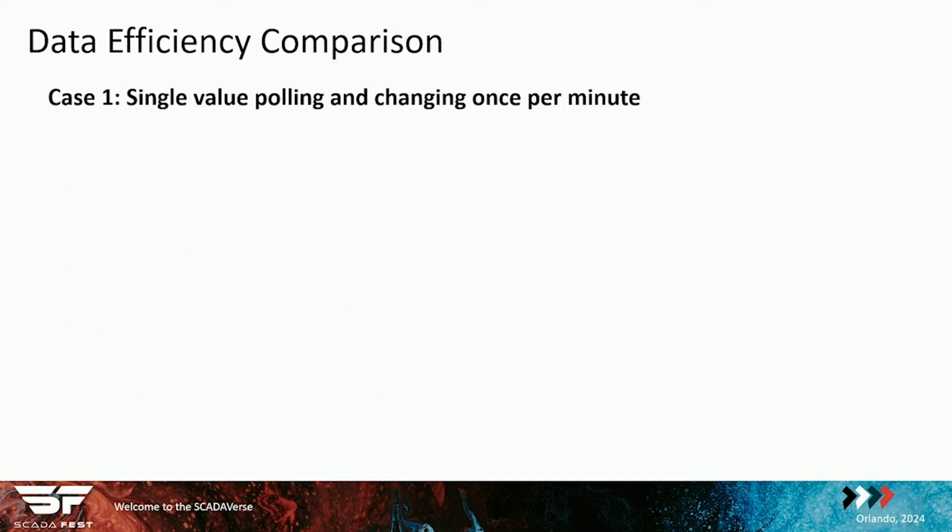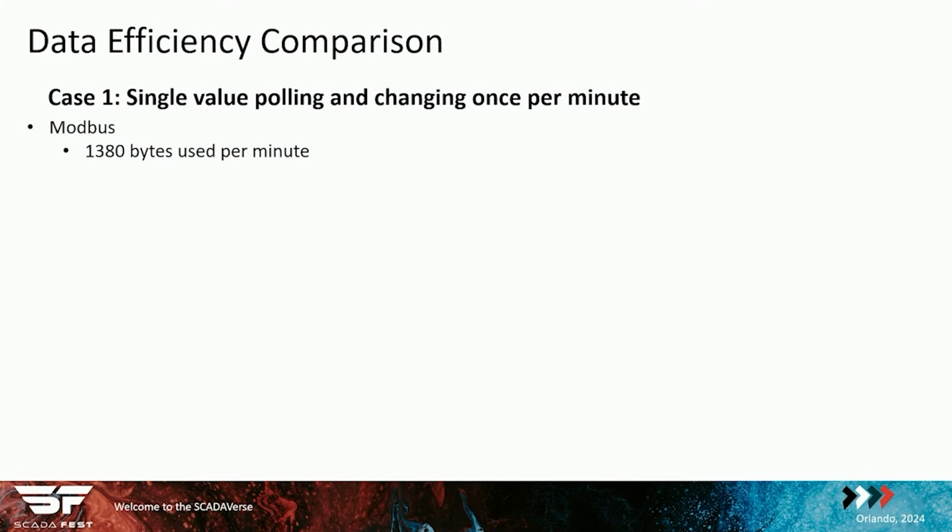So I did a handful of case studies of how much data each of these uses. My first case study was, I have a single value that changes once a minute. With Modbus, if I'm polling once a second, I'm going to use 1,380 bytes. That's going to be fixed. That's always going to be the case for Modbus reading one value once a second per minute. That's never going to change. The DNP3 direct polling uses 2,700 bytes. Almost double Modbus doing the exact same thing. This is why, if data efficiency matters to you, you probably don't want to do direct polling with DNP3, especially if you have Modbus as an option available to you for the same data.